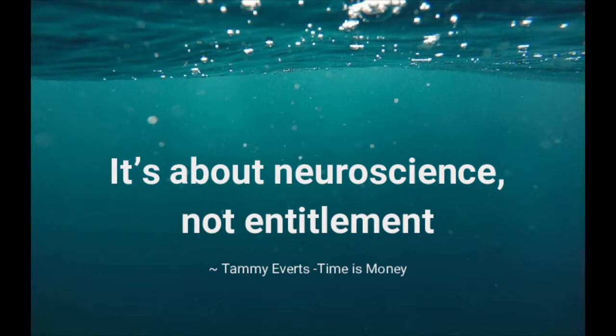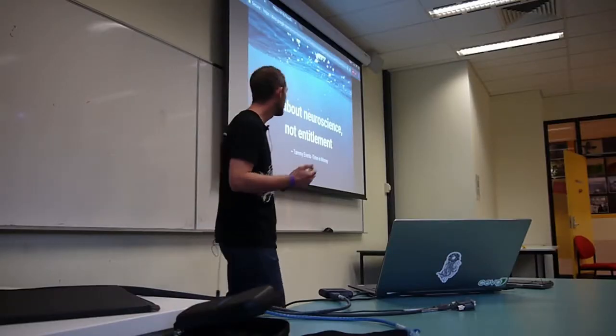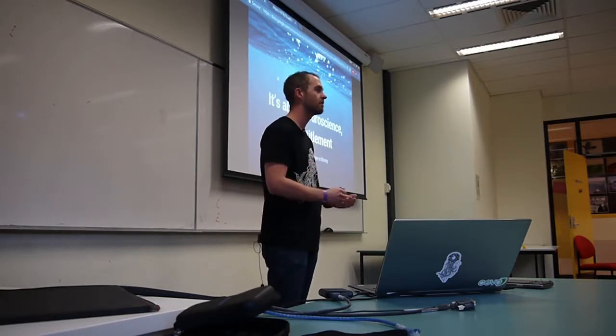As Tammy Everts puts it, it's not about neuroscience. No, it is about neuroscience, not entitlement. We don't want pages to be fast because we're impatient. We need them to be fast because that's how our brains work.